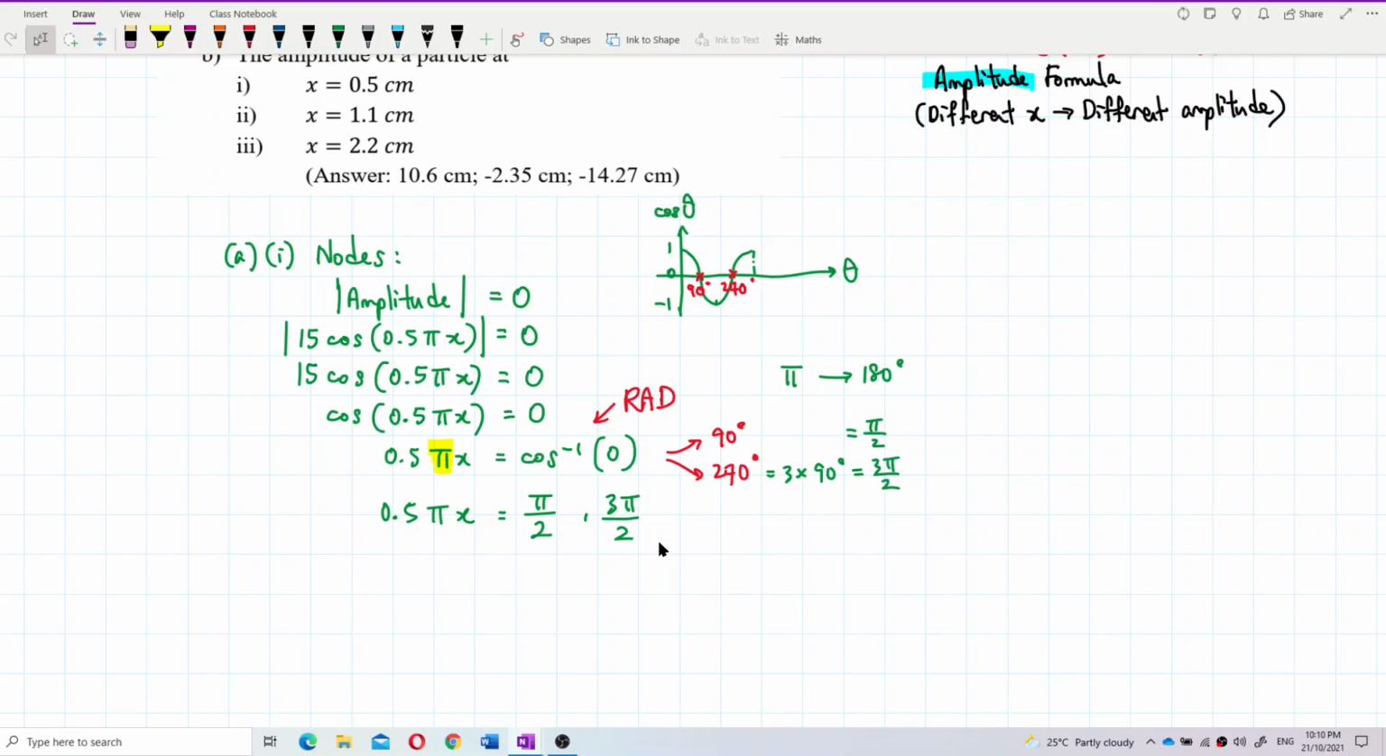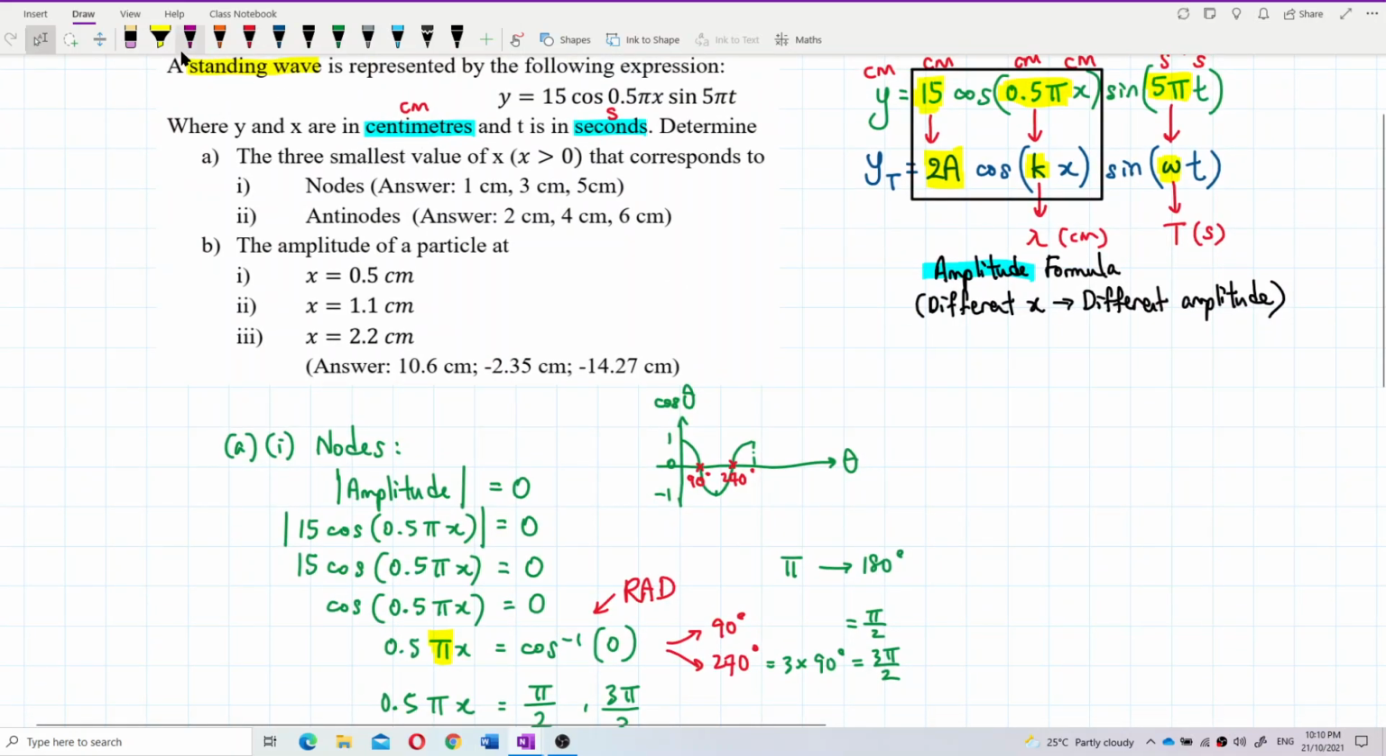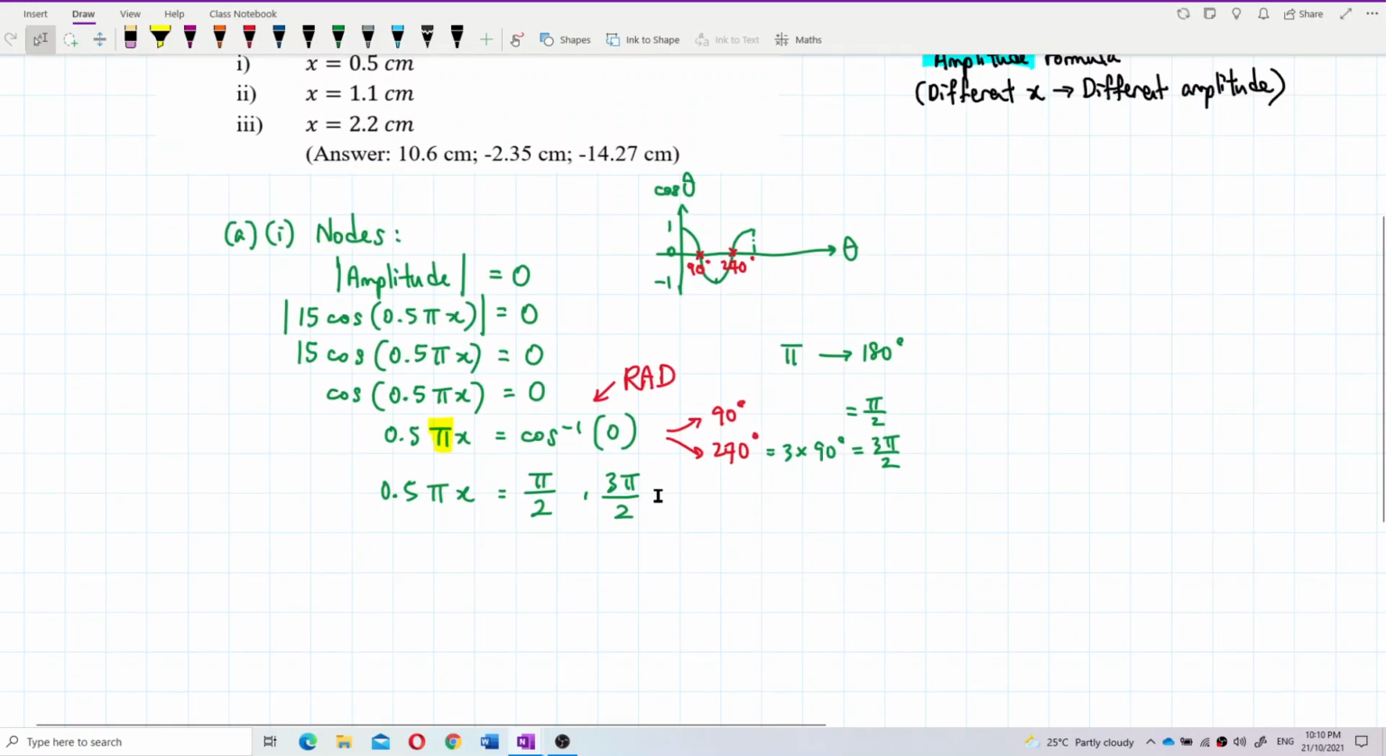So what's the next one? Because we want the three smallest values, and you only have 2 so far. What you can do is look at the pattern. This pattern is 1, and then you have 3. The next one should be 5, an odd number. It should be 5 pi over 2.